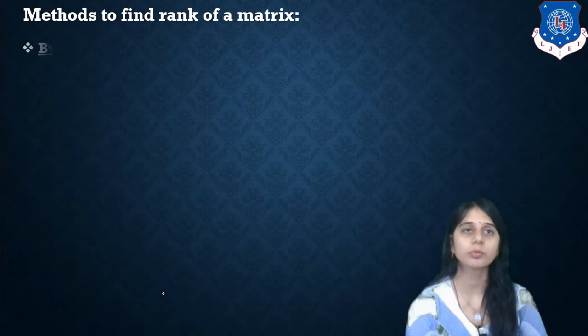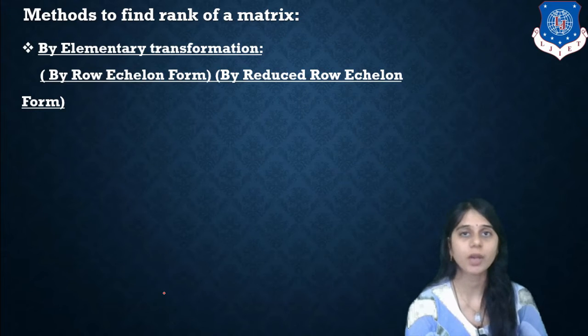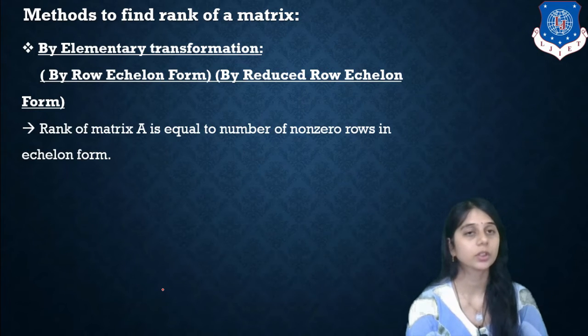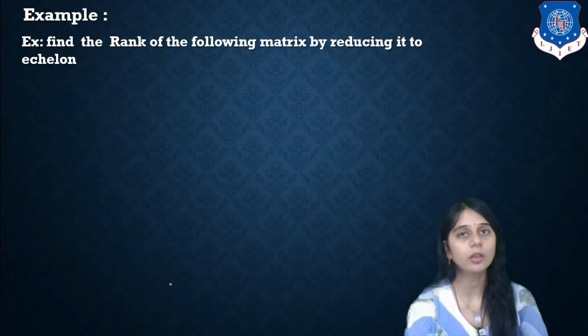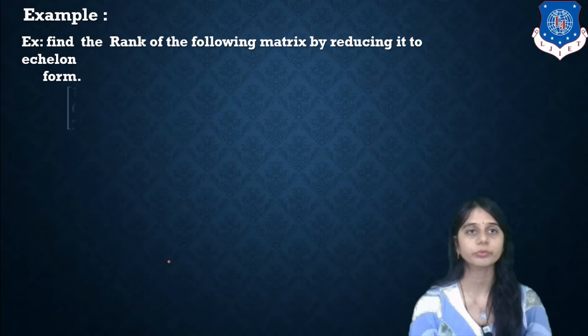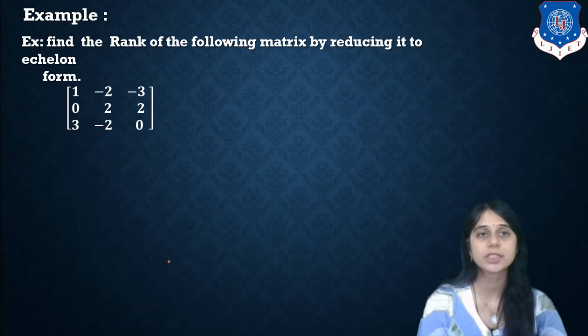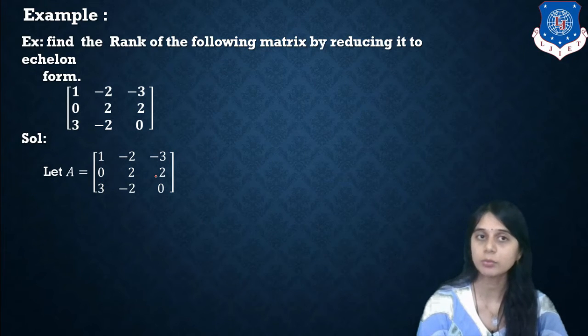Method to find the rank of a matrix by elementary transformation, or by row echelon form, or by reduced row echelon form. First, the rank of matrix A is equal to the number of non-zero rows in the echelon form. Find the rank of the following matrix by reducing it to echelon form: 1, minus 2, minus 3; 0, 2, 2; 3, minus 2, 0. Solution. First of all, we take A as 1, minus 2, minus 3; 0, 2, 2; 3, minus 2, 0.